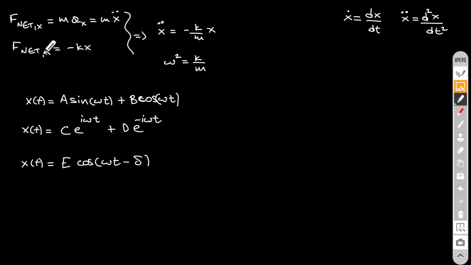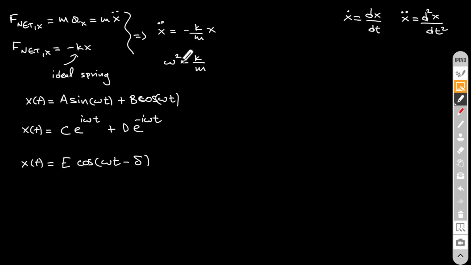Now, if the only thing that I have is an ideal spring force, I know that the x component of the net force will also be minus kx. This means that I have an ideal spring. Because that's the net force in the x from Newton's second law, and this is the actual net force, they have to be the same thing. So I get the equation x double dot equals minus k over m times x.